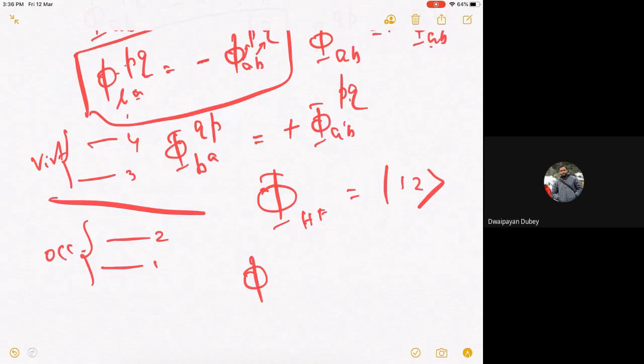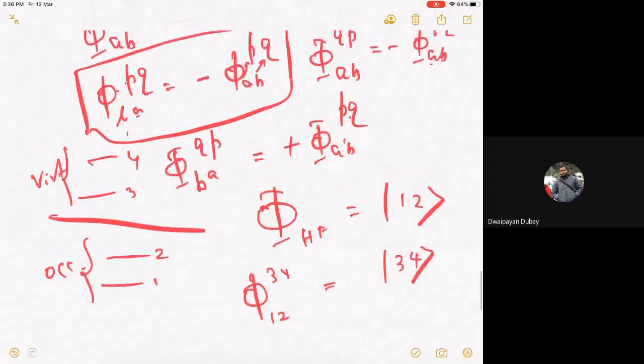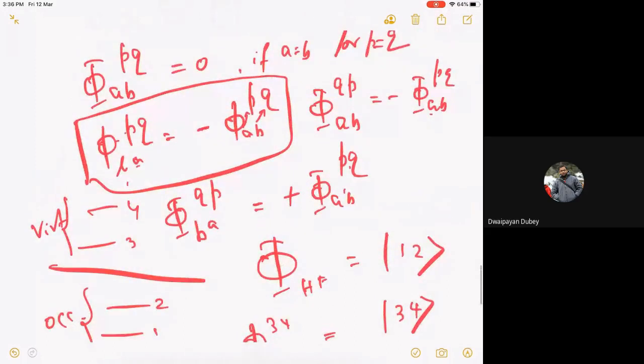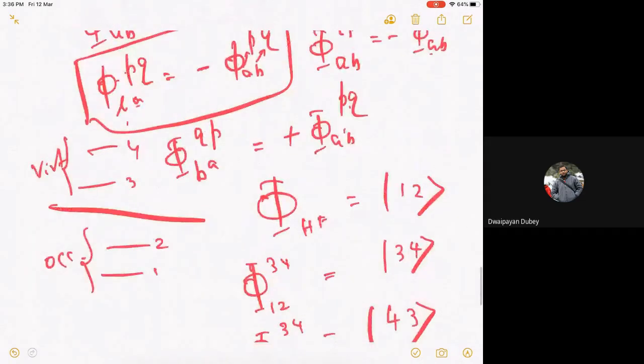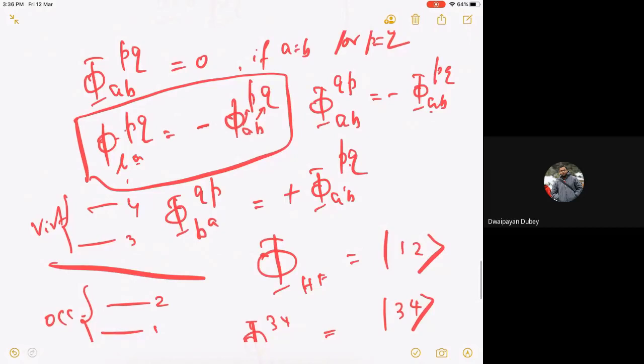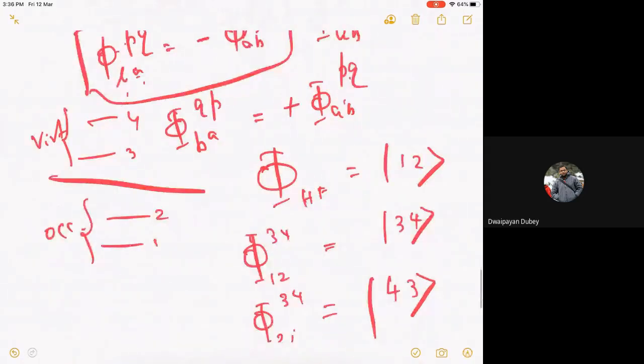So I'm generating a determinant which is 1, 2, 3, 4. How will it look? 1 will be replaced by 3, 2 will be replaced by 4, so it's 3, 4. I'm now generating phi BAPQ. So BA means it is 2, 1, 3, 4. So only here it is changed. So what happens? 2 goes to 3, 1 goes to 4. So it will become 4, 3. And you can see now that this BAPQ is negative of ABPQ because 4, 3 is negative of 3, 4.